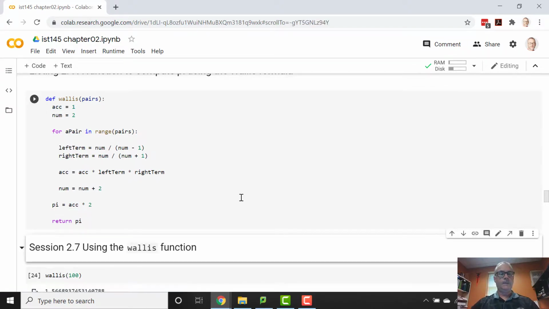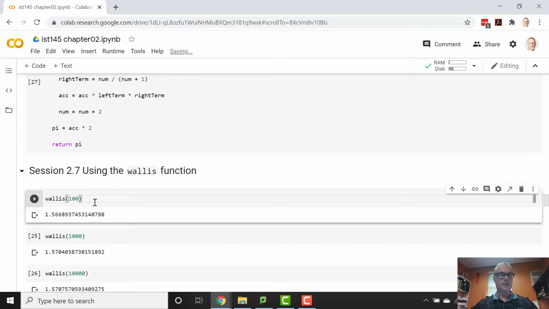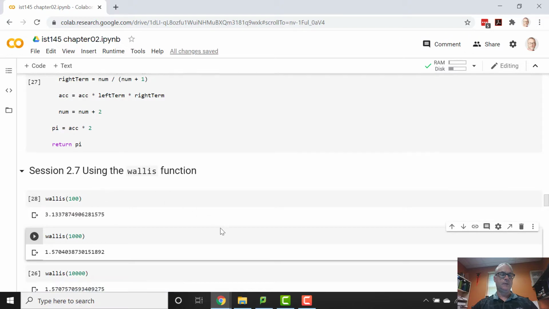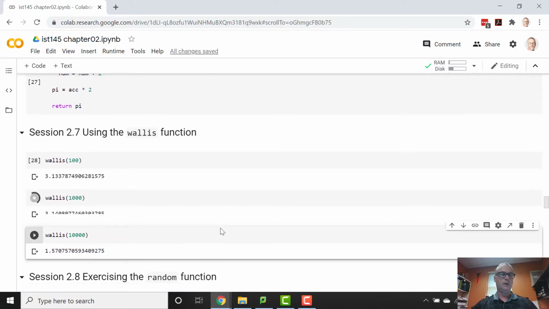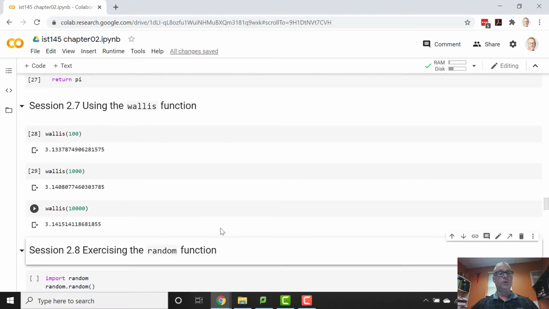Okay, so redefine the function, and let's enter these and see what we get. 3.13, 3.14, 3.1415. Great. So there we go. That's the Wallace function. And that is our second accumulator pattern in the approximation of pi.